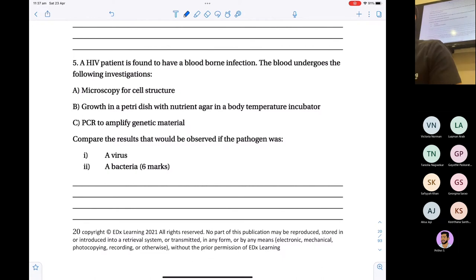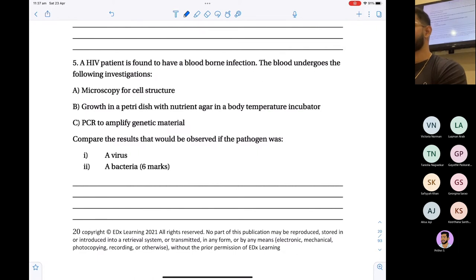Has anyone had sepsis before? Sepsis is also a severe blood infection where you have an abnormal body response as well. Key point here is bacteria and viruses can infect your blood. So we would do a lot of these things: microscopy, culturing the blood, and then PCR, looking for any viruses. Kind of gave it away.